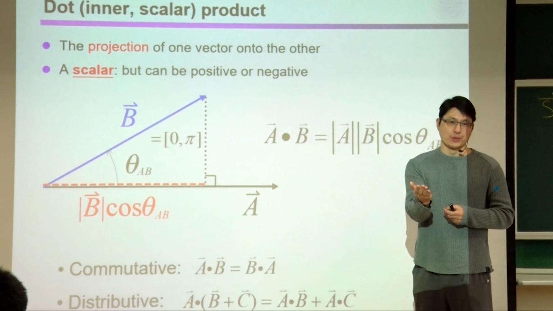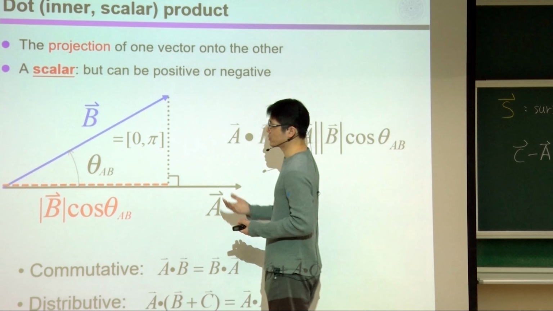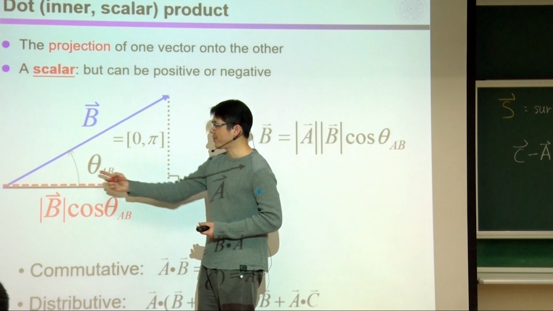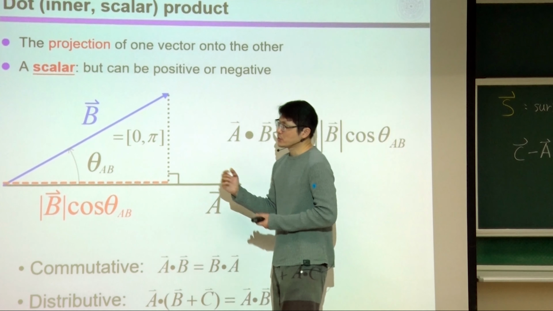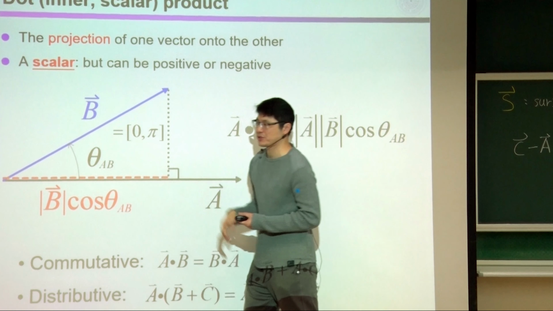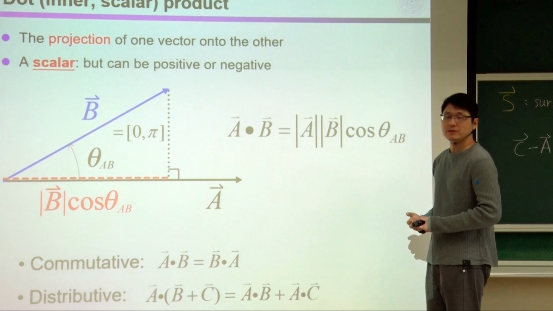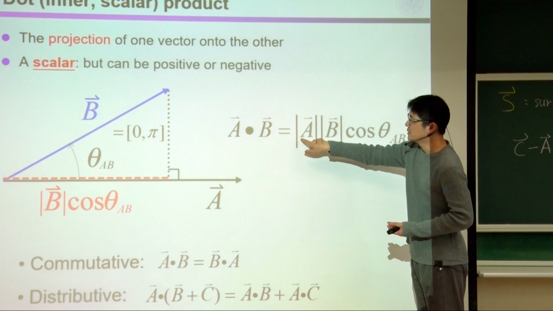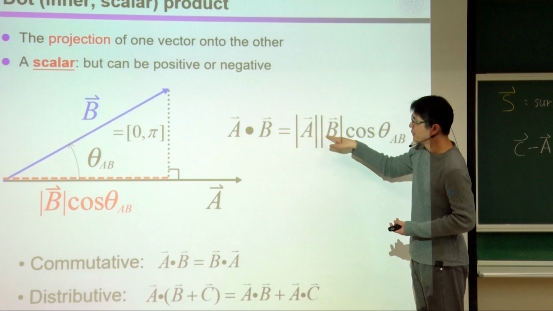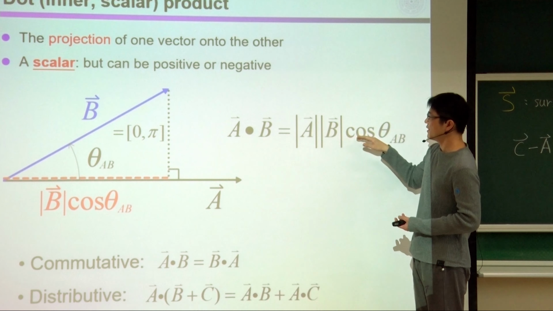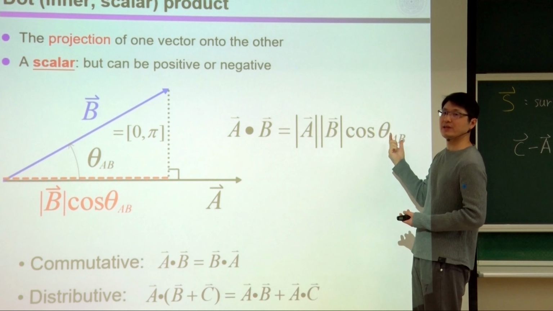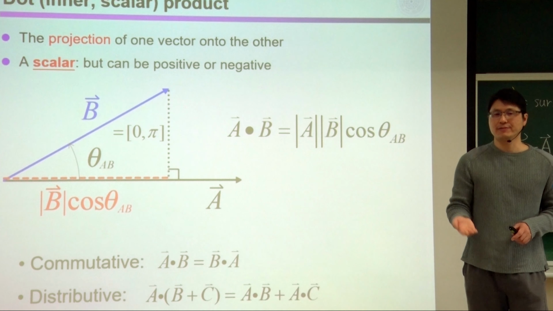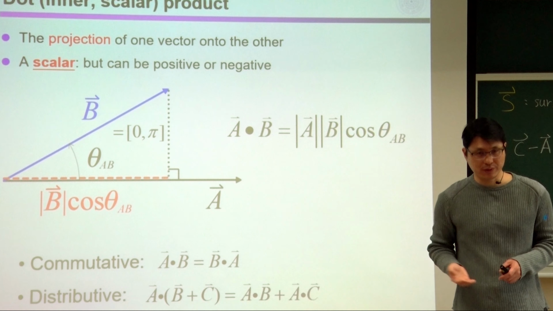So as a high school student, all you have to do is try to find the angle between the two vectors, theta AB, right? So once you know the angle between the two vectors, you can just do the inner dot product by calculating the length of vector A multiplied by the length of vector B, and then multiplied by cosine of the angle between the two vectors. So that's what's covered in your high school years.